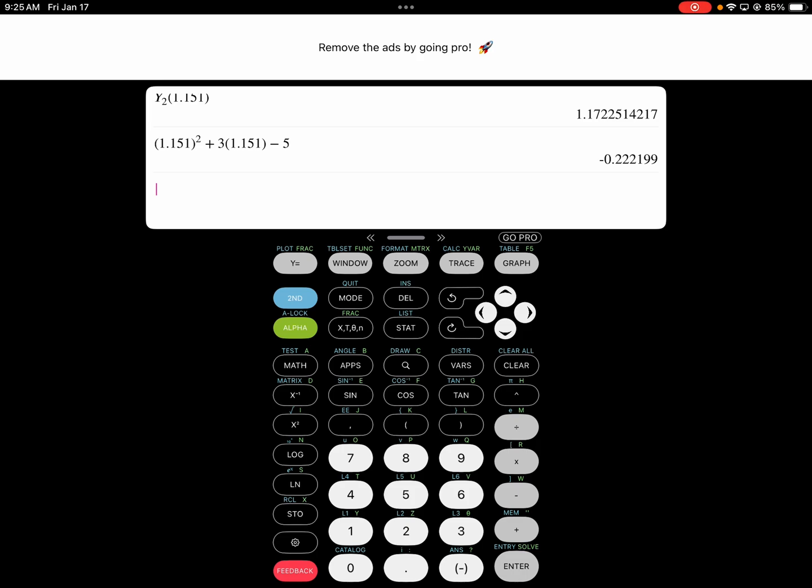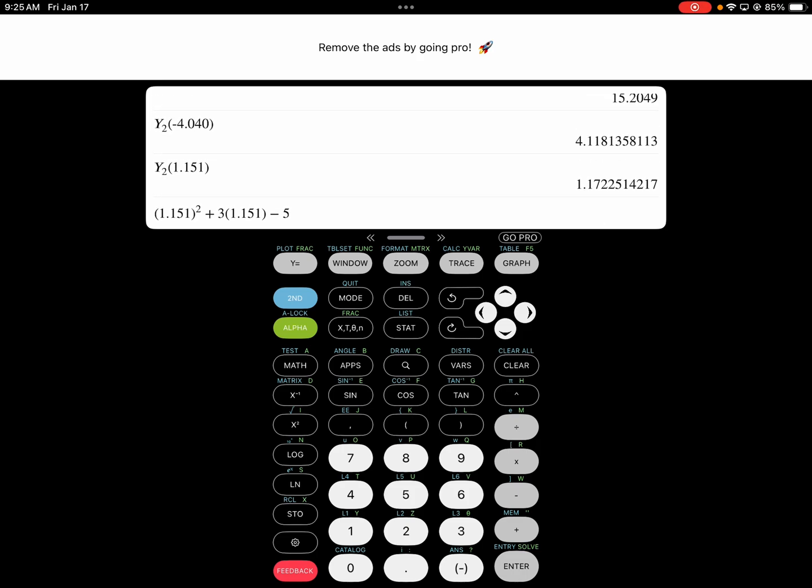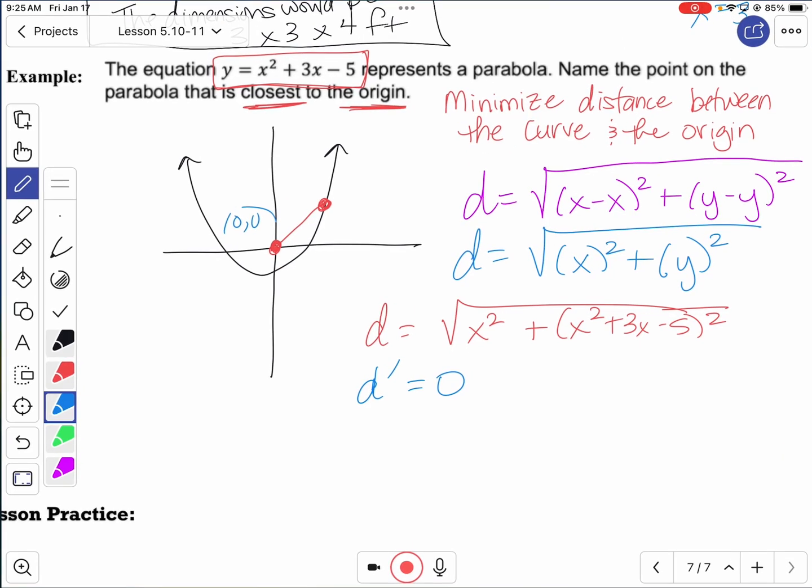So what was the number that we got when we plugged in -4 and 1? 4.118. Yeah, what is that? That is the distance from the origin. Yeah, because we're talking about the distance from the origin. And the smallest distance was 1.117. Okay, good question. There were just so many numbers right there. It was hard to know which one was which. Okay. All right, so let me jump over here and write all that down so we got it.